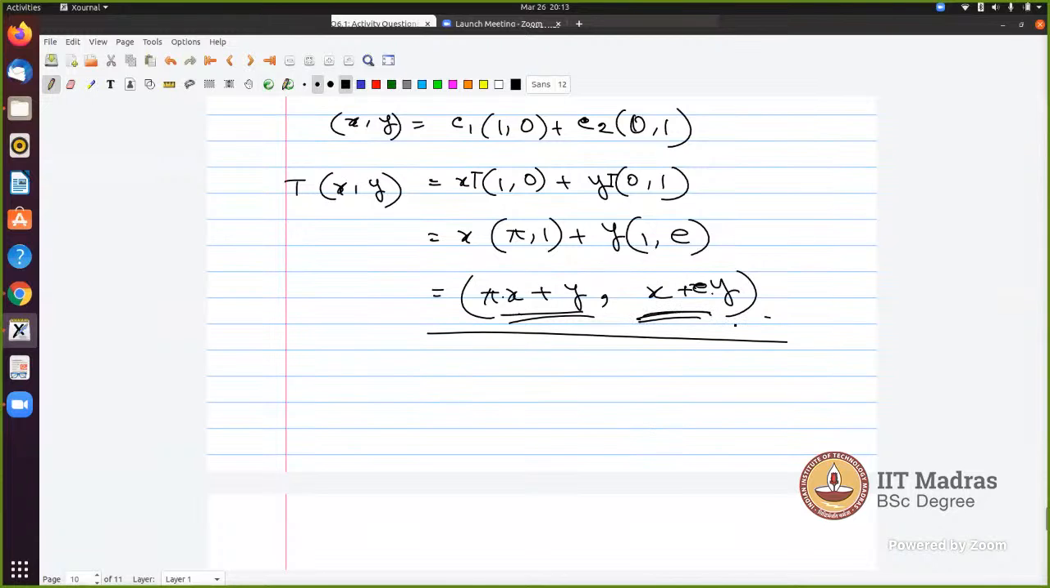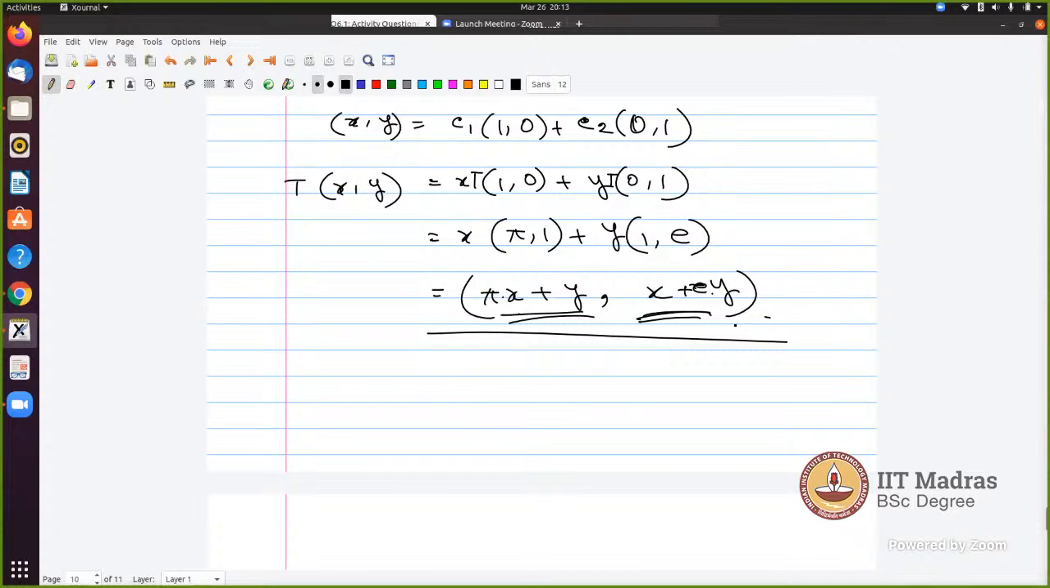Sir, how about if we write it as pi power x minus 1 comma e power y minus 1? So what is the result for this one, sir? It is a pi x plus 1 by transformation. Okay, got it. Nice. You got it, no? Okay, then next one.